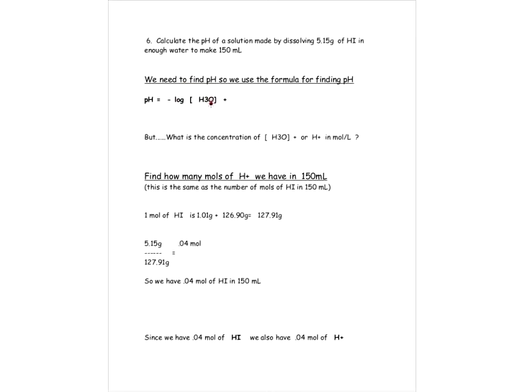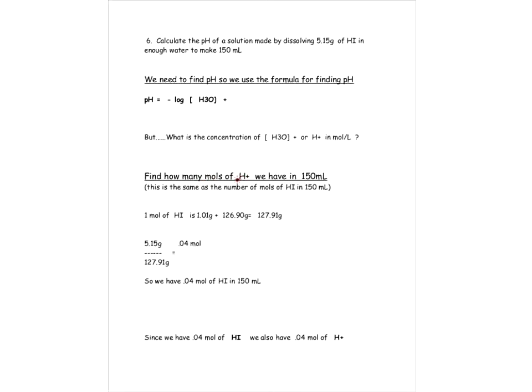That's what we're always using in this formula, moles per liter. What is it? If we look at our question, we don't see the concentration of H plus anywhere. So how are we going to find it? Well, first of all, it's in moles per liter. We don't have 1 liter, we have 150 mils. So we can find how many moles of H plus we have in 150 mils, and then later on we can make that into liters, and then we can find moles per liter.